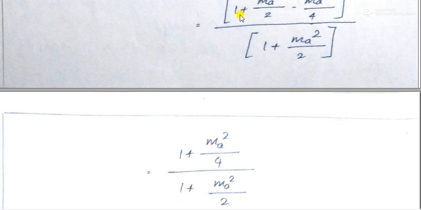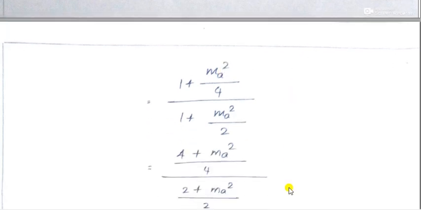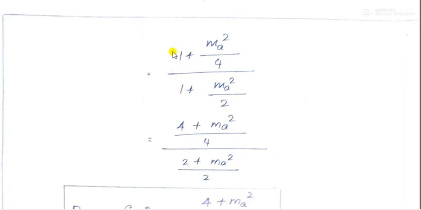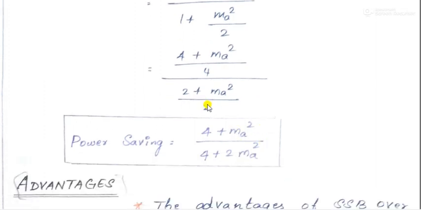So the numerator is 1 plus ma squared divided by 4 and the denominator is 1 plus ma squared by 2. Again take LCM: 4 plus ma squared by 4 and 2 plus ma squared by 2. This 2 and this 4 give 2. So 4 plus ma squared divided by, again in the denominator we have 2, so 2 plus 2, 4 plus 2 ma squared. So this is the power saving of SSBSC.